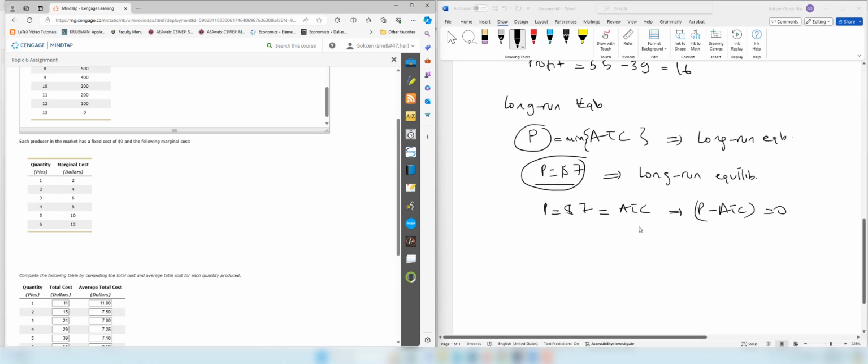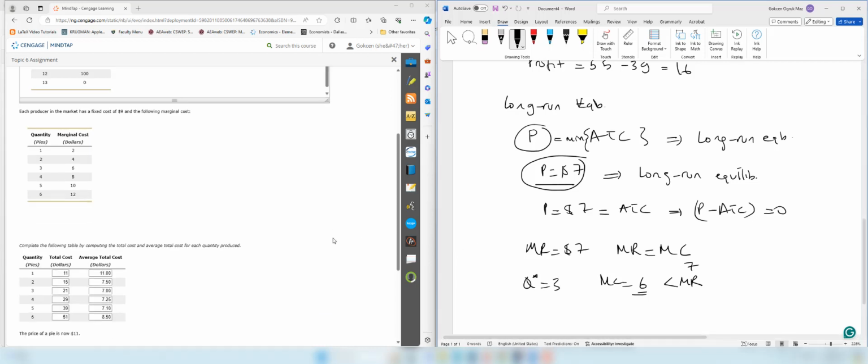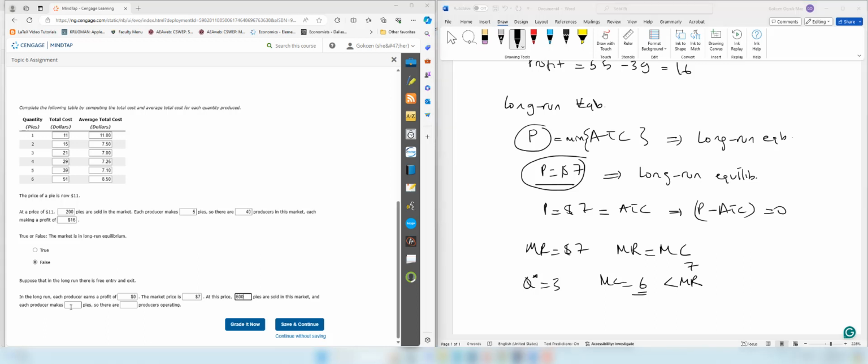Why? Remember, each producer, if price is $7, MR is going to be 7. And each producer is going to choose where MR equals MC. Since there's no point where MR equals MC, each producer is going to choose MC equal to 6, still less than MR, but as close as possible. Therefore, quantity star is 3. So since each producer is producing 3 units, we are going to write here 3 pies.